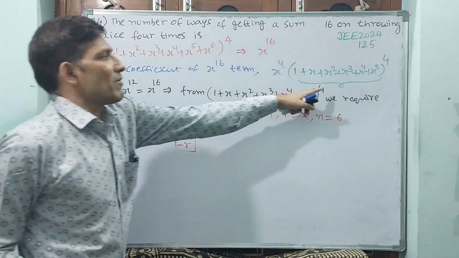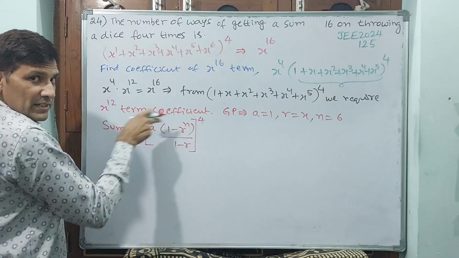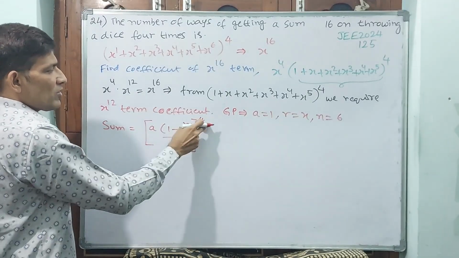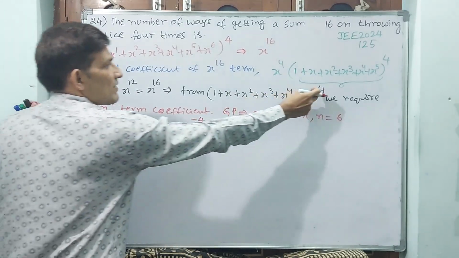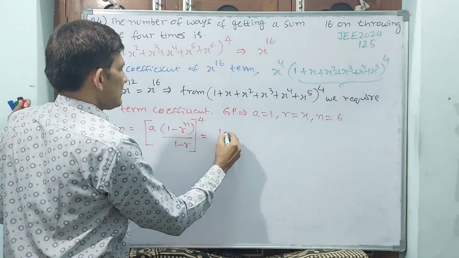Okay, don't forget this power 4. This is up to here only sum. Okay, sum for this question. Okay, without this 4, this is general. With 4 for our question. Okay, now go. A is 1.